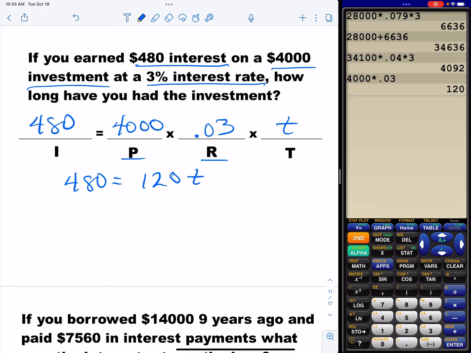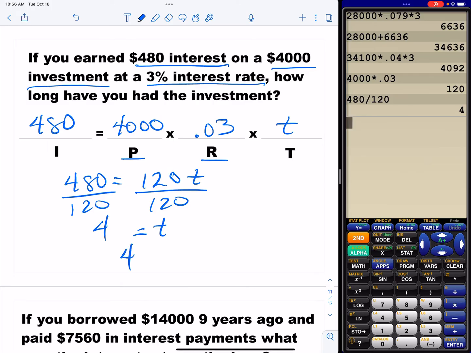Now this is an equation. So how do I get that t by itself? I have a multiply by 120, so in order to get rid of that, I divide by 120. And you end up with t is equal to, and when you do 480 divided by 120, you get 4 as an answer. Now, what am I looking for here? This 4 is actually years, because it's asking how long have you had the investment.